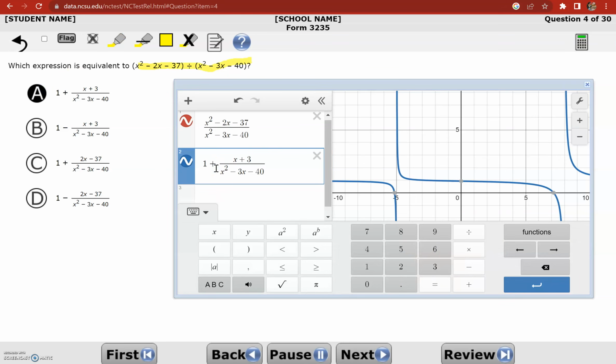Just to show you what it would look like if it was not the correct answer, option B, for example, the blue and red graph do not perfectly align in every place. It was option A that did that.